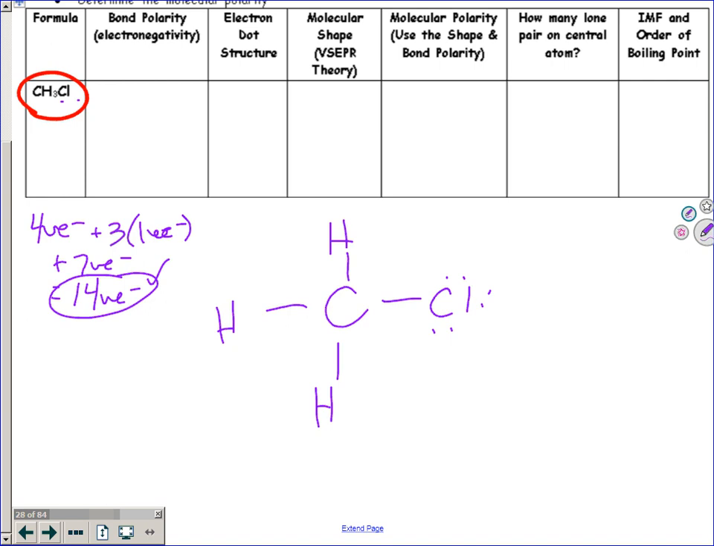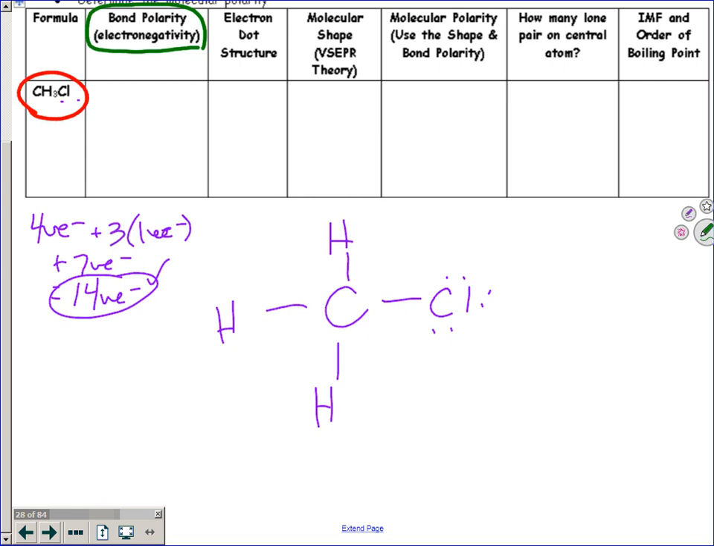Okay, so we're going to finish this chart together, but you have to pay attention. I'm going to wait for the whole crew. You with me? Okay. So we've got the structure now, but we need to understand everything about it. So I'm going back to the bond polarity section.